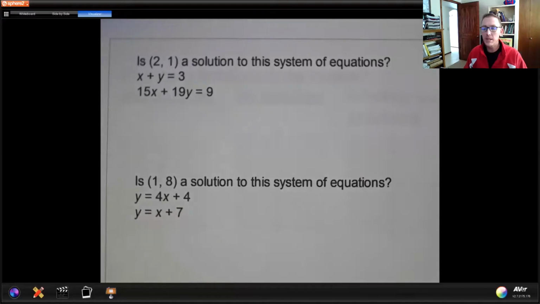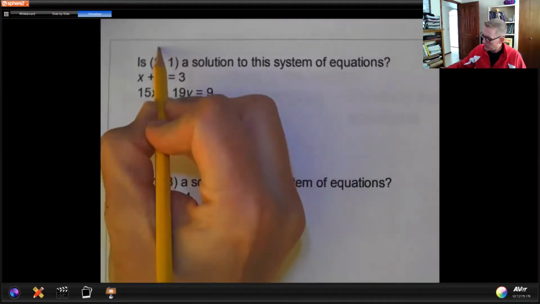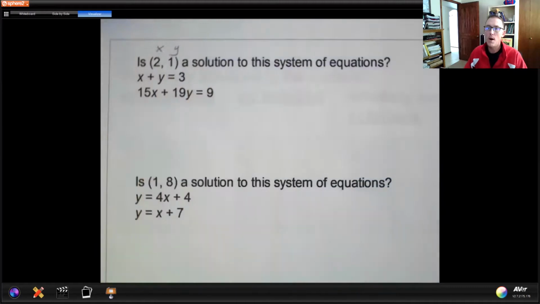So back to the dot cam here. Is something a solution? How do we test if something is a solution? Well, they're going to give you an ordered pair, and that's an x comma y. The answer to if something is a solution is always going to be yes or no.